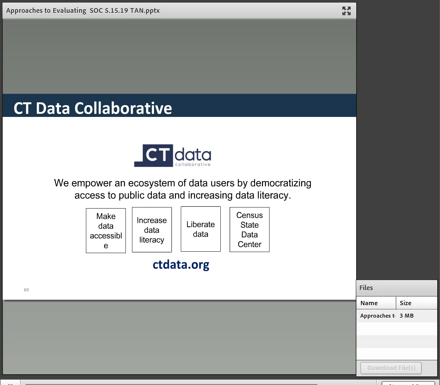The next example is the Connecticut Data Collaborative. We are very fortunate to have the Data Collaborative in our state as partners in our network of care. And as you can see from this slide, their goal is to democratize access to public data and to increase data literacy. The collaborative gathers data from public sources, things like census data, but also State Department data, and they work to make it accessible.